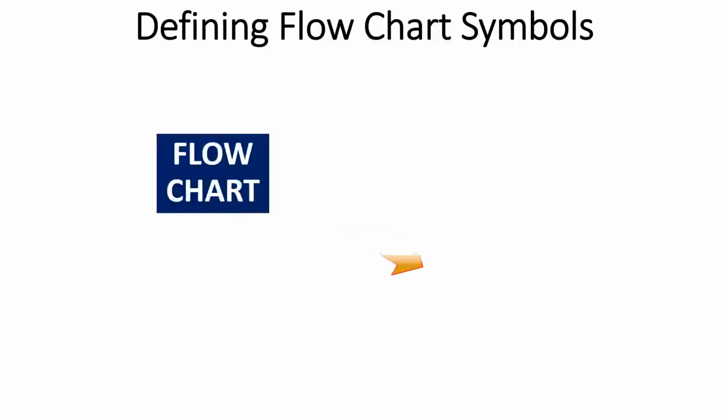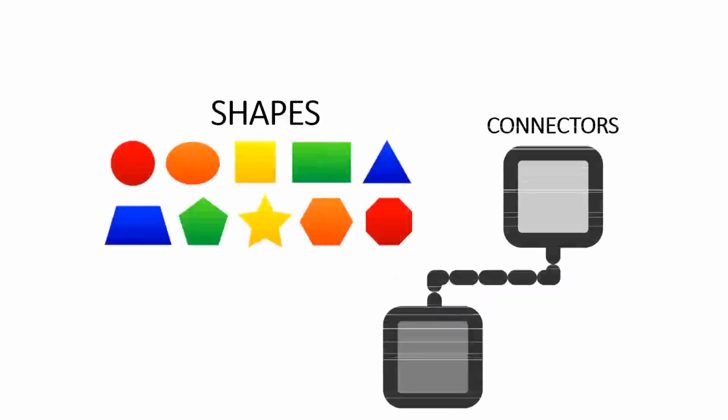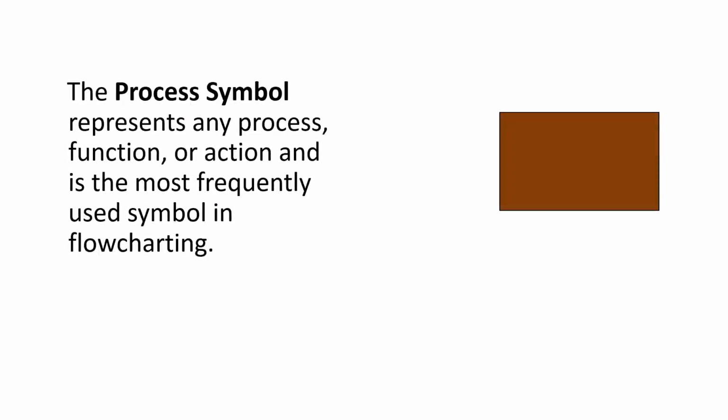Since a flowchart represents a flow of data, there has to be something which actually connects and maintains the data flow. It is done through different shapes and connectors known as symbols. Let us look at some of them. The process symbol represents any process, function, or action and is the most frequently used symbol in flowcharting.